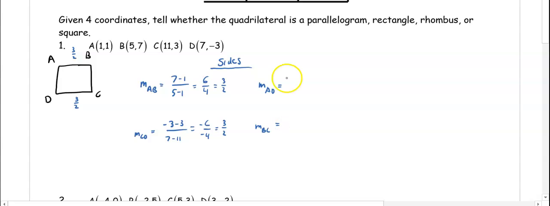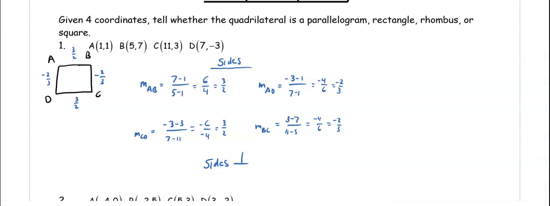To find the slope of AD, negative 3 minus 1 and 7 minus 1 gets us negative 4 over 6, which reduces to negative 2/3. Our slope of BC, 3 minus 7 over 11 minus 5, gets us negative 4 over 6, which also reduces to negative 2/3. So now I want to compare the 2 slopes of the sides. So I have 3 over 2 and negative 2/3. Those are opposite reciprocals, so I now know that the sides are perpendicular.